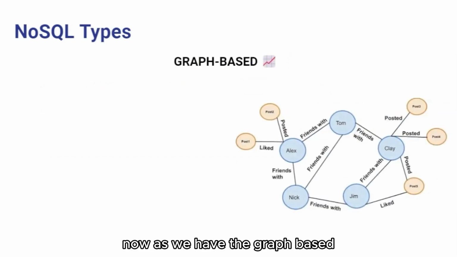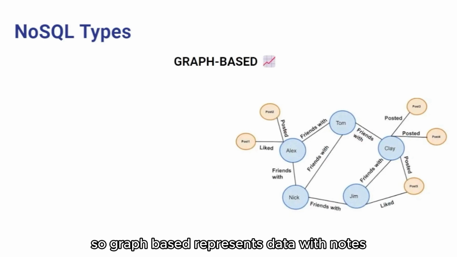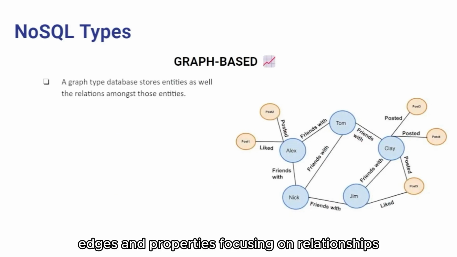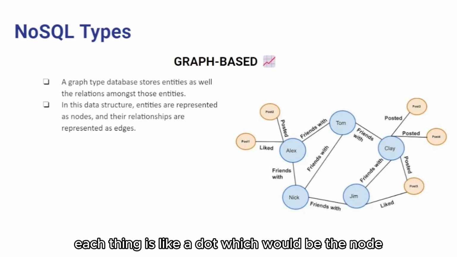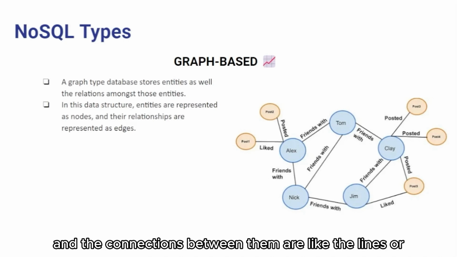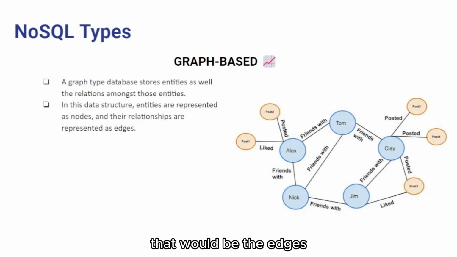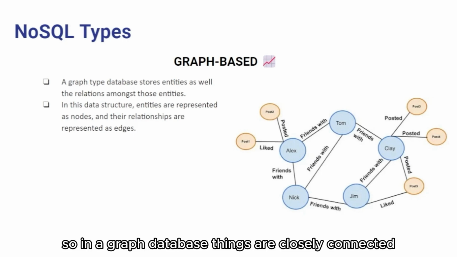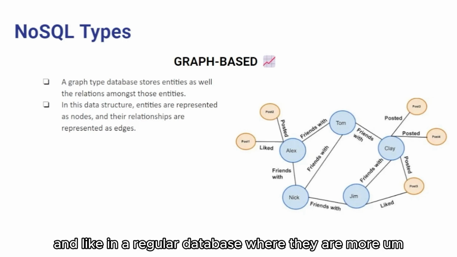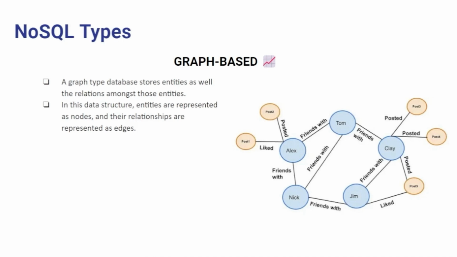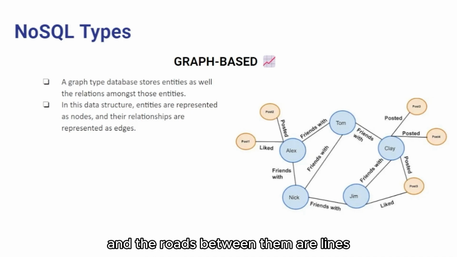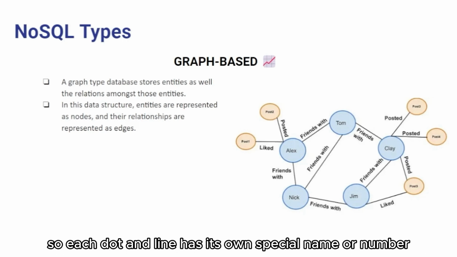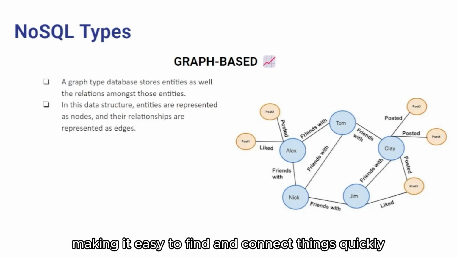Now as we have the graph-based. Graph-based represents data with nodes, edges, and properties, focusing on relationships. So in this system, each thing is like a dot, which would be the node, and the connections between them are like the lines, or that would be the edges. In a graph database, things are closely connected, unlike in a regular database where they are more loosely linked. So it's like having a map where places are dots and the roads between them are lines. Each dot and line has its own special name or number, making it easy to find and connect things quickly.